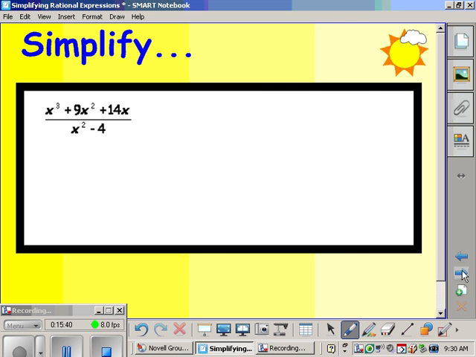Okay, now here's one that I didn't factor for you at all. We're going to do the whole process together. We have a trinomial in the numerator and a binomial in the denominator. So what kind of factoring can we do? There are different kinds. So let me pull over to the side the numerator. We'll start with that.